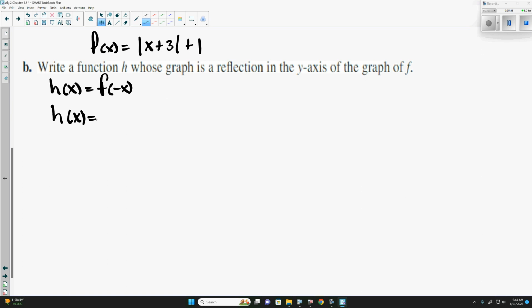So just like with our previous one with the left to right translation, where we replace every x with what was inside of it, because if we had plus 3, we replaced every x with x plus 3. This time, we're going to replace every x in the function f of x with negative x. Because what did we replace x with? Negative x, which means inside the function, we're going to replace every x with negative x. So we'll have the absolute value bar. Instead of x, we have negative x plus 3 plus 1.